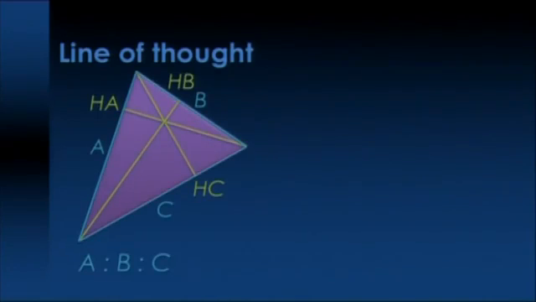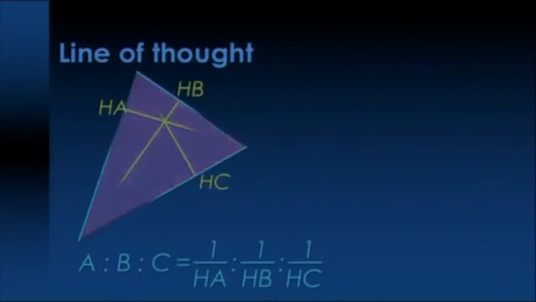For any triangle with sides A, B, C, and the corresponding heights as shown, altitudes as shown, the ratio of the 3 sides is equal to the ratio of the 3 reciprocals of the 3 corresponding altitudes. This can be easily proven by considering the area of the triangle.